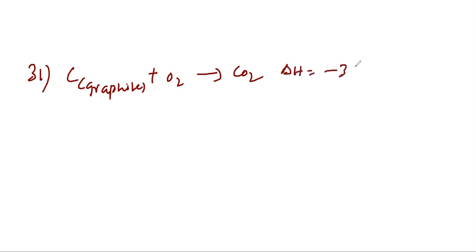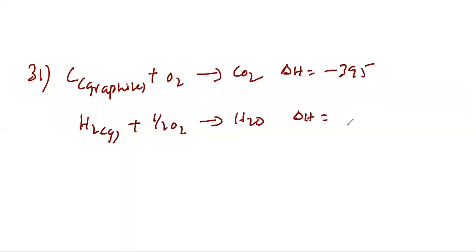So here, graphite plus O2 gives rise to CO2. This is the first one, and delta H for this one they have given as minus 395. Next, for hydrogen, H2 plus half O2 gives rise to H2O. Delta H value for this one is minus 269 kilojoules, right?